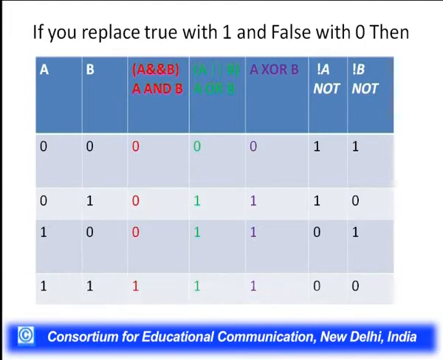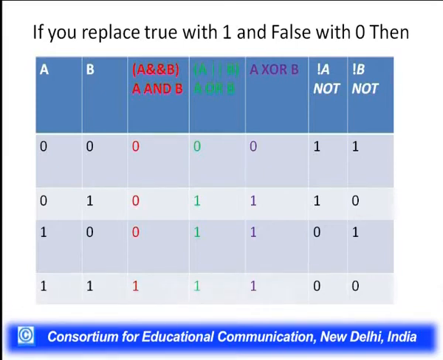So if we apply the AND operator, then the result is 0. If we apply OR on inputs 0, 1, the result is 1, and if applying XOR, then the result is 1. Same in the case of NOT: A is 0, then A dash, or A naught, is 1; B is 1 here, then B naught is 0.